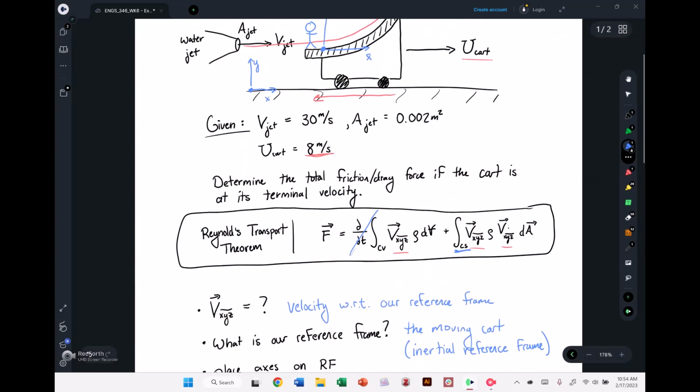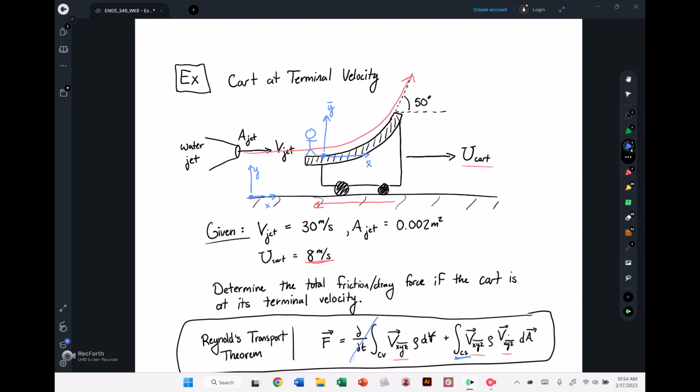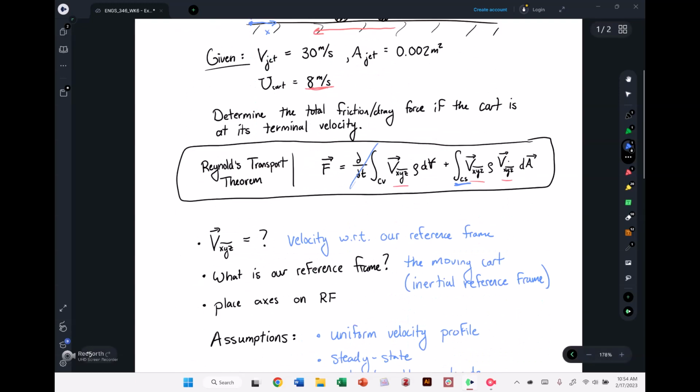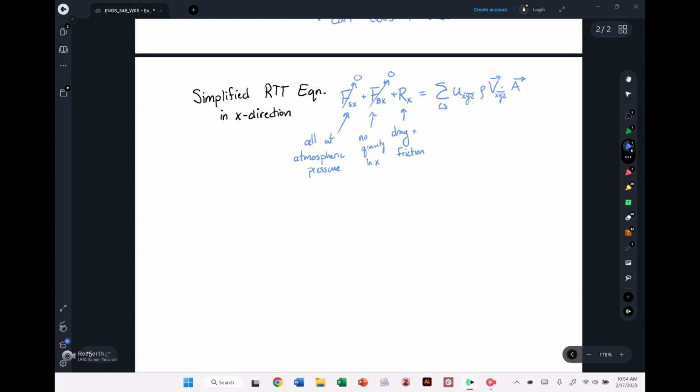And then this little scoop here is going to be applying a force to our fluid. So that's the force that we're going to be looking at. All right, so we have Rx equals, let's just call this U1 rho V1 dot A1 plus U2 rho V2 dot A2. And let's begin to handle some of these terms individually.